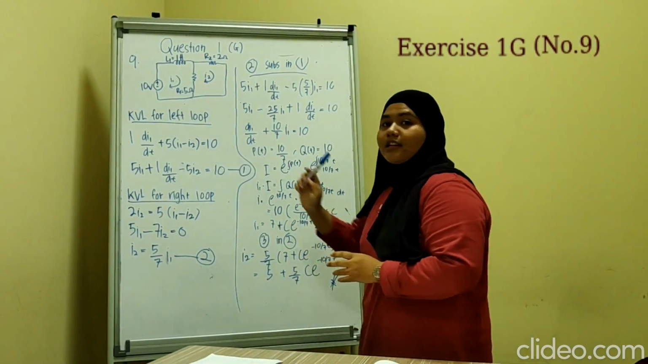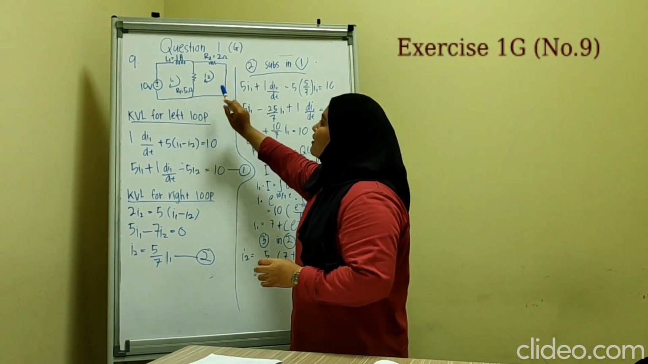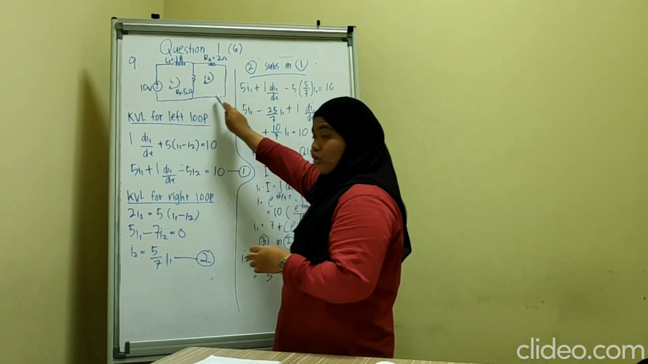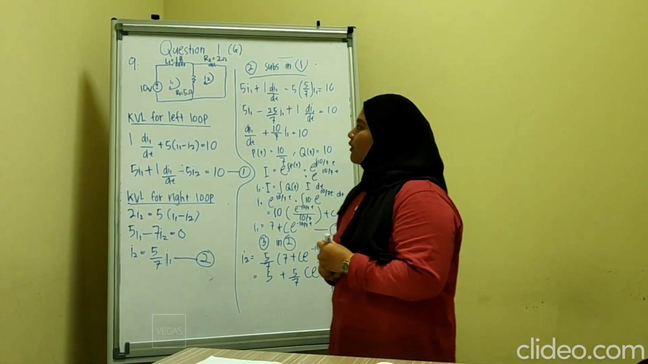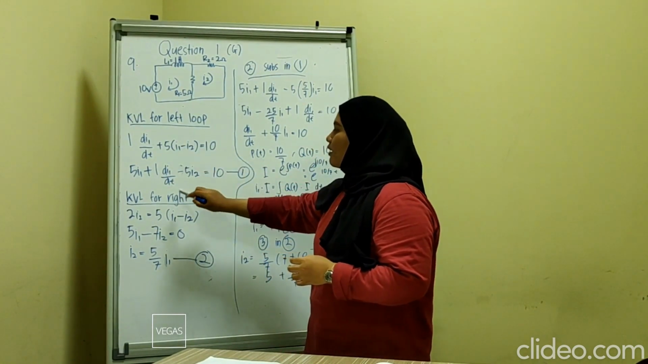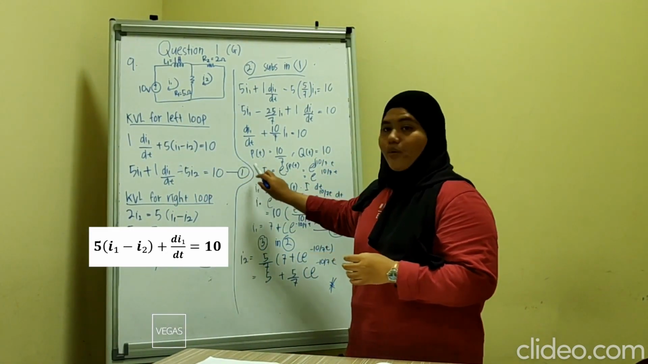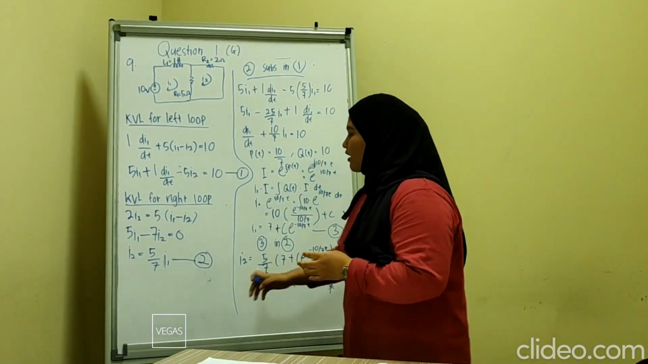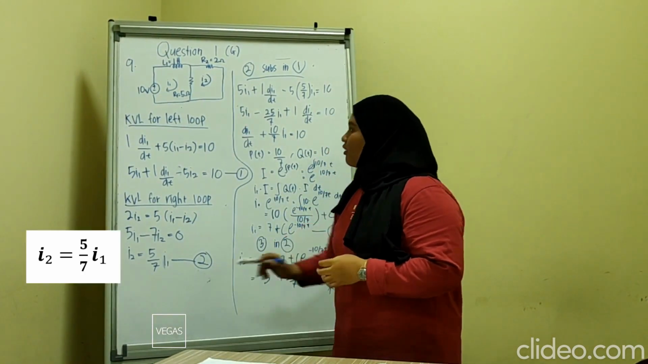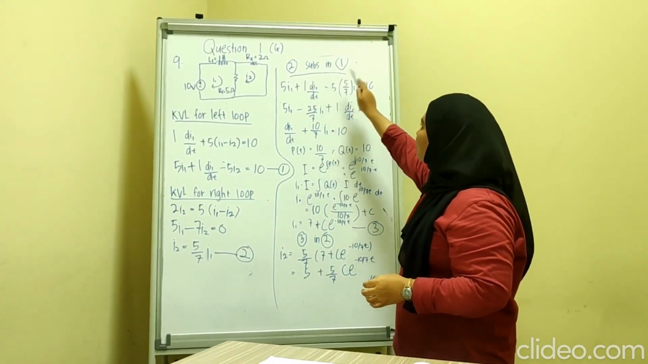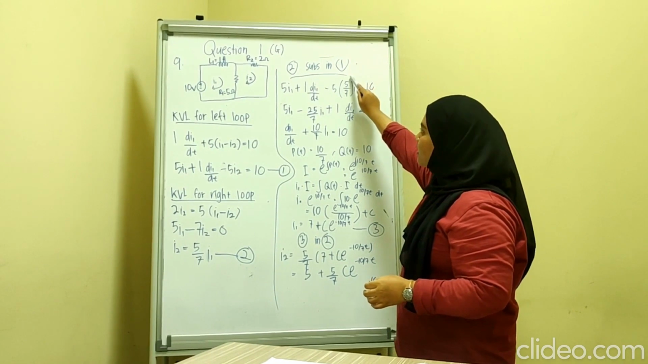Okay, this is an RL circuit. Find the current I1 and I2. So, KVL for the left loop, and we get equation number 1, and KVL for the right loop, and we get equation number 2. Okay, and equation number 2 is substituted into equation number 1.